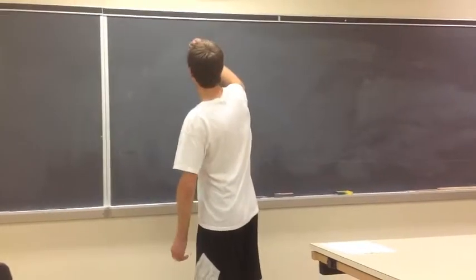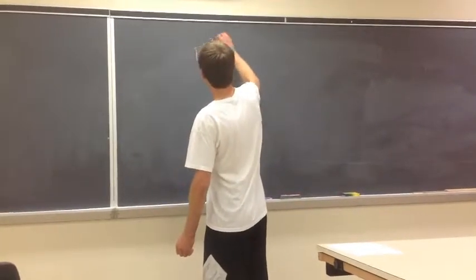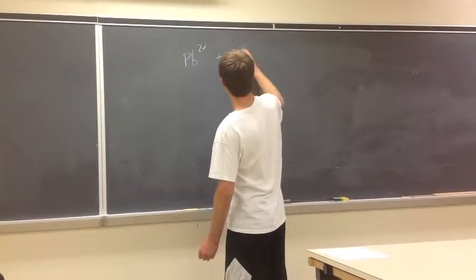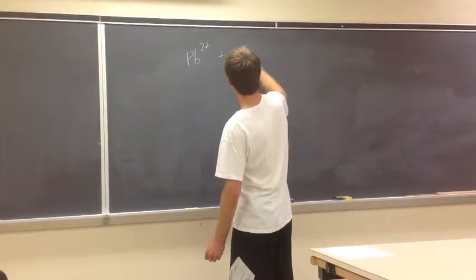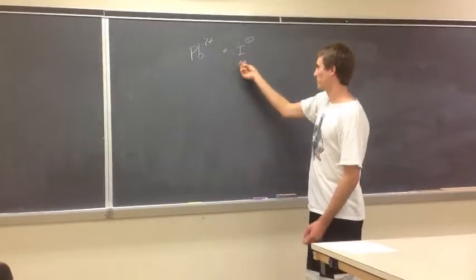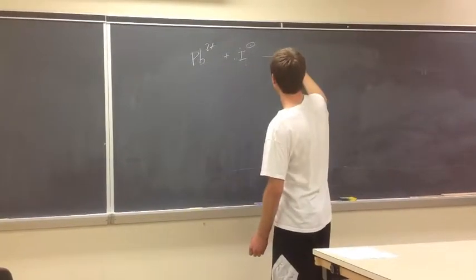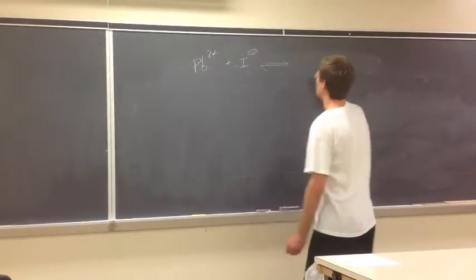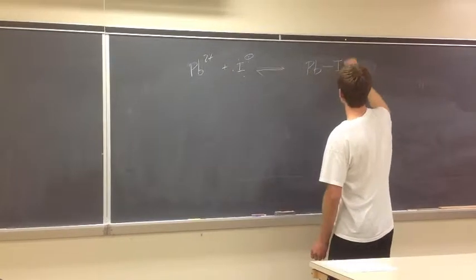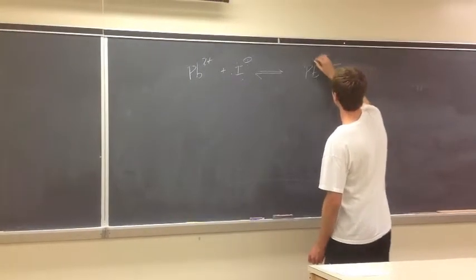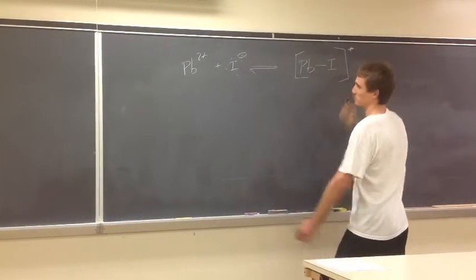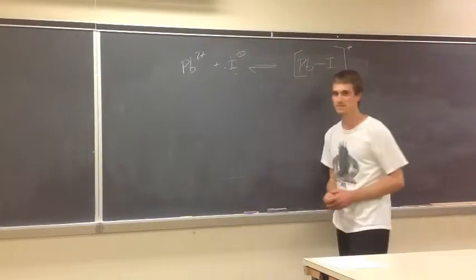So, for example, take a lead ion, and we'll add that to an iodide ion. This will be our Lewis acid, and this will be our Lewis base. This reaction will form a molecule that looks like this. It'll be a lead bonded to an iodide with lone pairs here still. And this overall molecule will have a +1 charge because we're just going to have the charges for these.